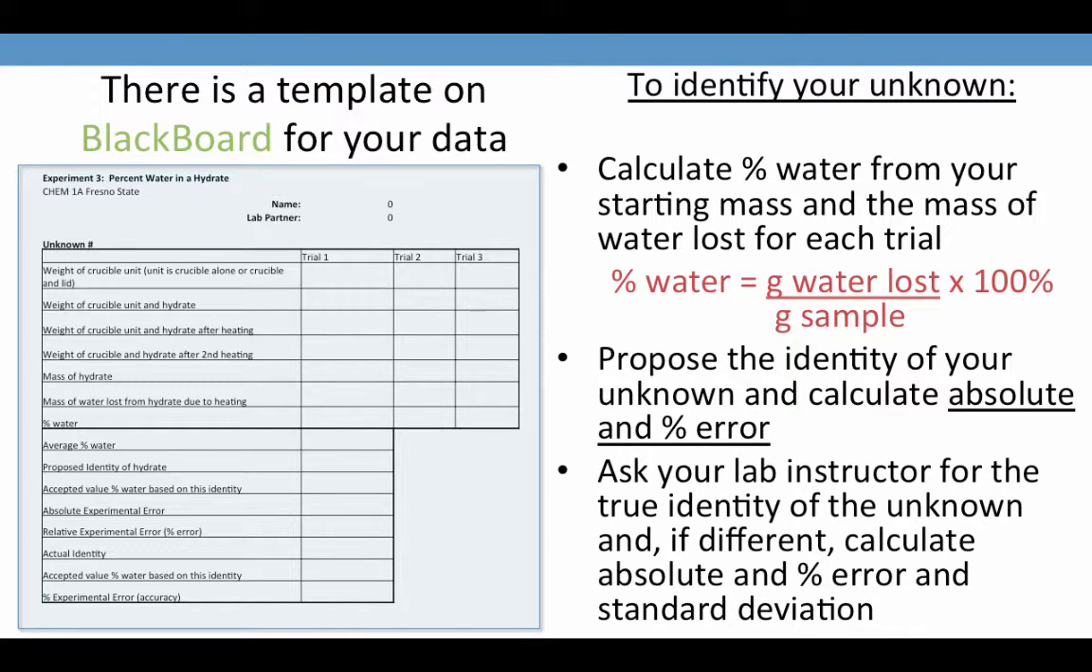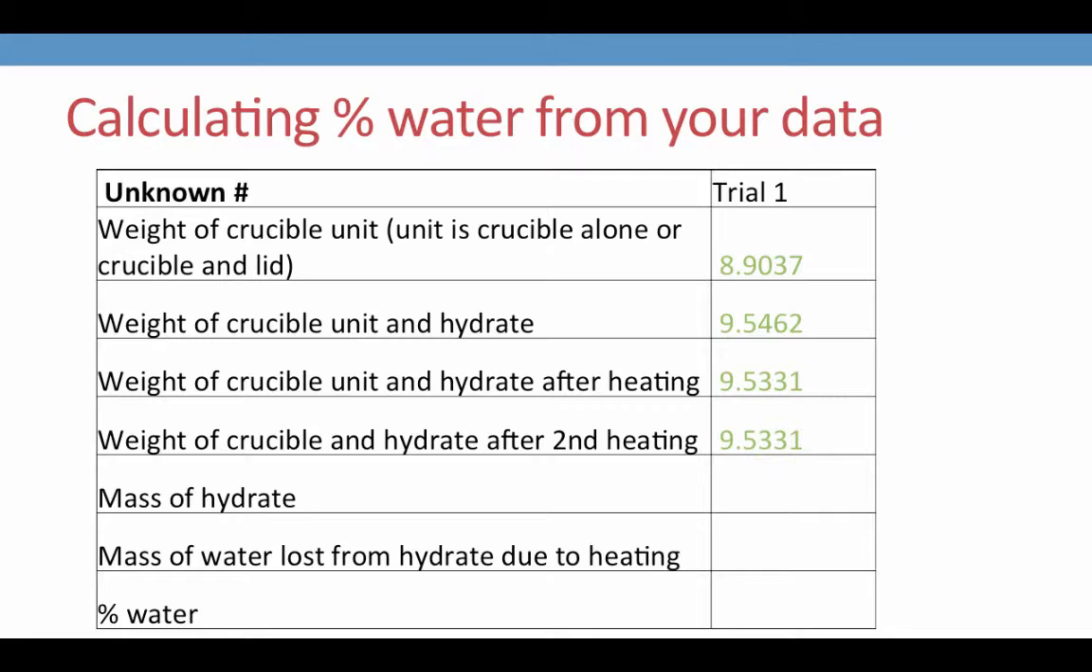Next, check with your lab instructor for the true identity of the hydrate. If it's the same as what you proposed, your job is done. However, if it is different, calculate the absolute and percent error to compare your data to the true hydrate. Here's an example of how you would calculate your percent water from your data. I'll use Microsoft Excel to assist with my calculations.